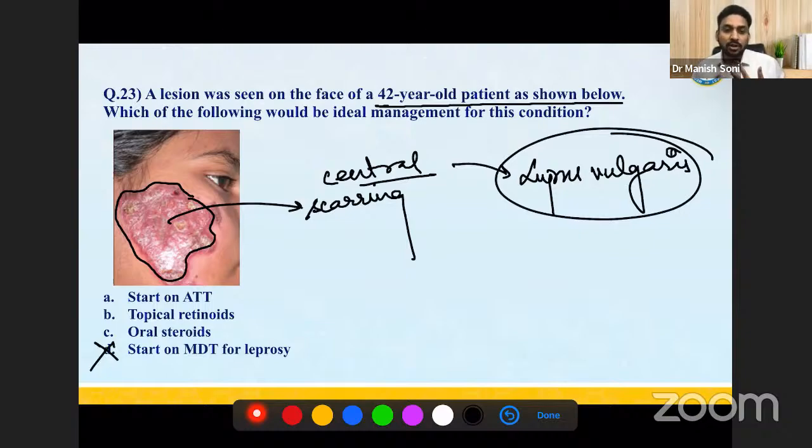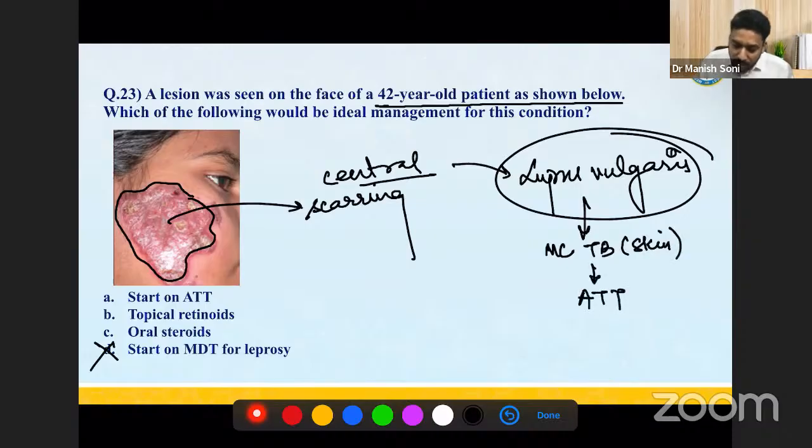Any sensory loss is not mentioned. Any hypoanesthetic patch or hypopigmented patch is not mentioned. So this is not leprosy. Okay, this is lupus vulgaris, which is the most common type of skin tuberculosis, and that's why we give ATT, anti-tubercular therapy. Retinoids and steroids are not used in lupus vulgaris.